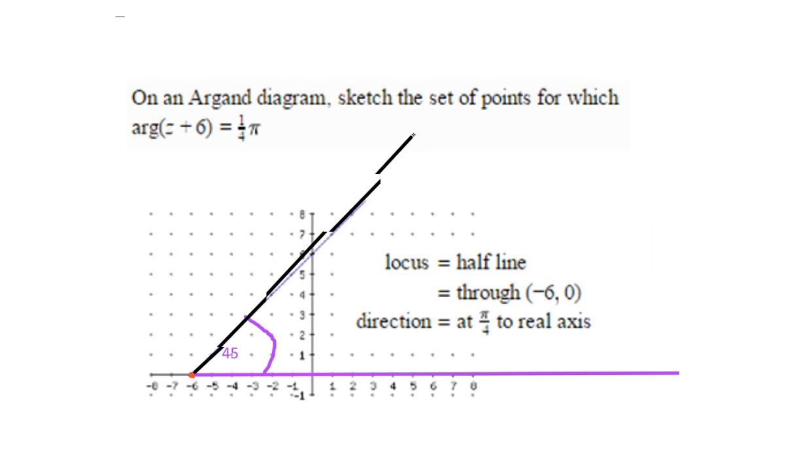And so here is my half line that can carry on about its business all the way through the question itself. And I state the locus is a half line. It goes through minus 6, 0, and the direction is equal to pi over 4 to the real axis. 45 degrees, or you can say synonymous to from, if measured from the real axis, 45 degrees positive. And there we have our capacity to do loci, perhaps.